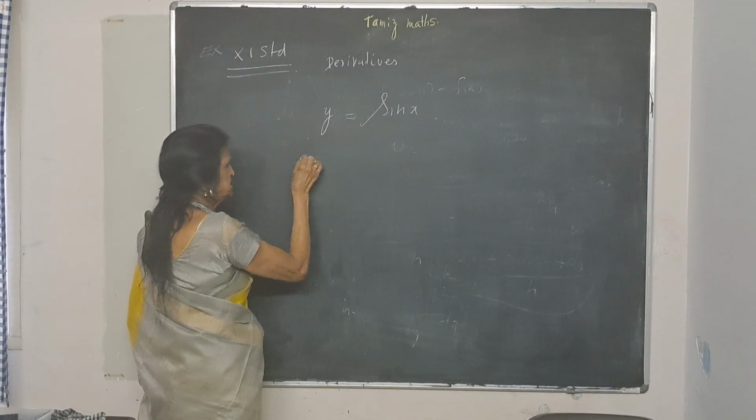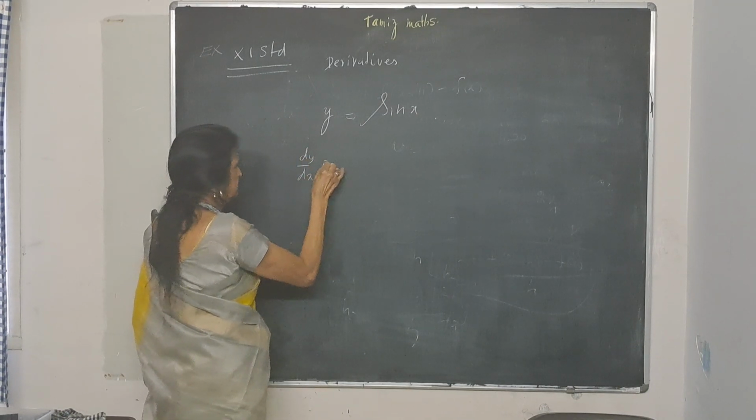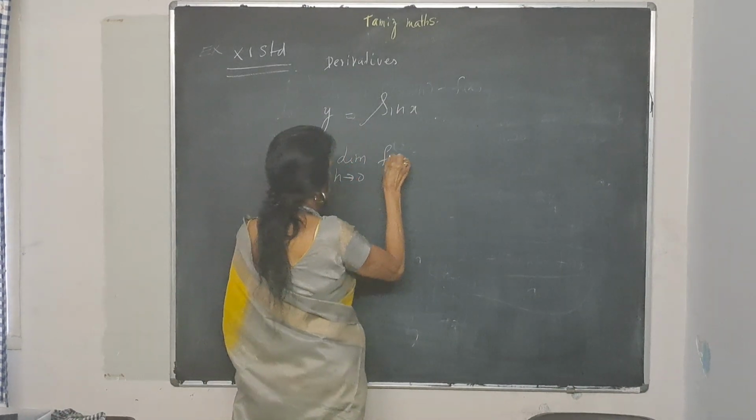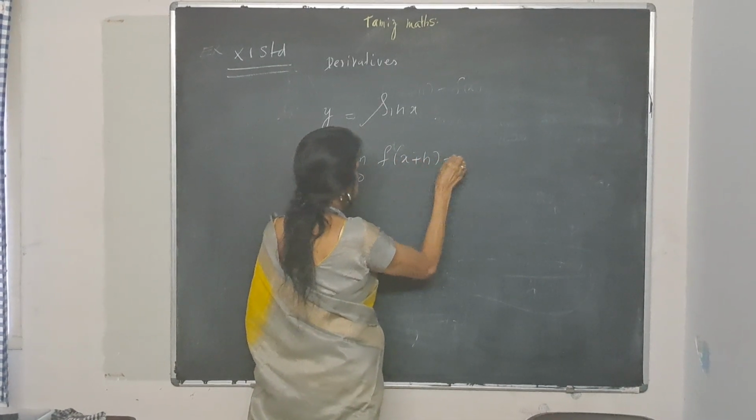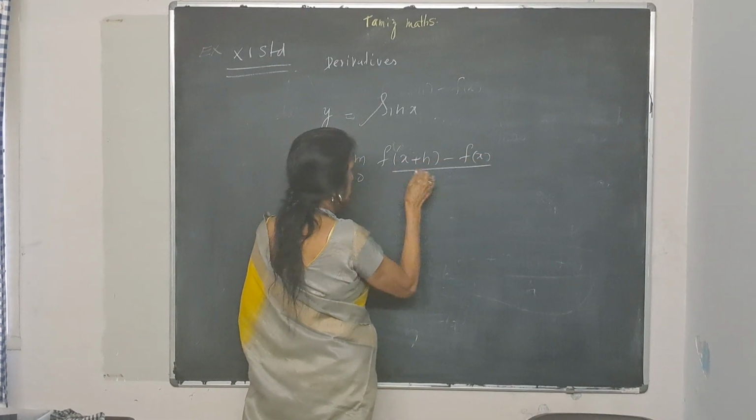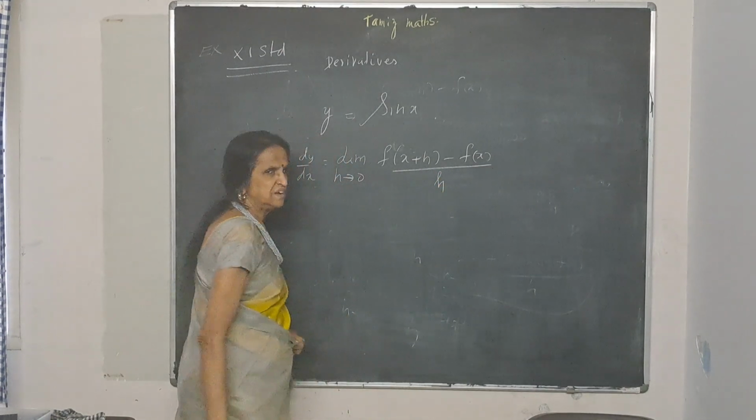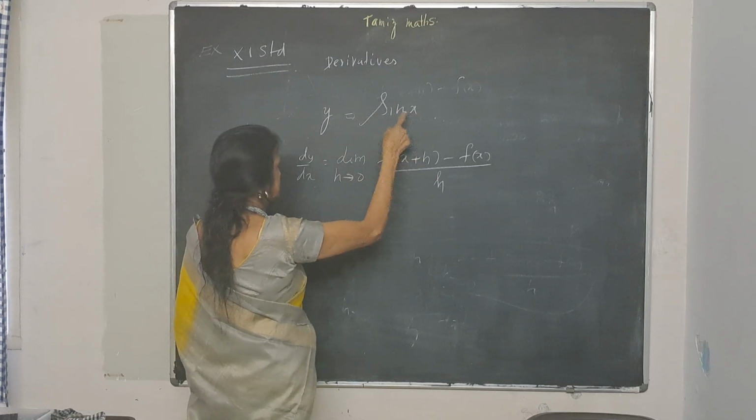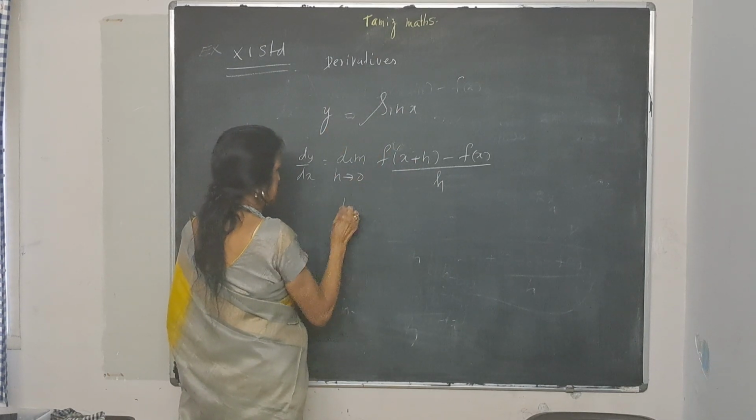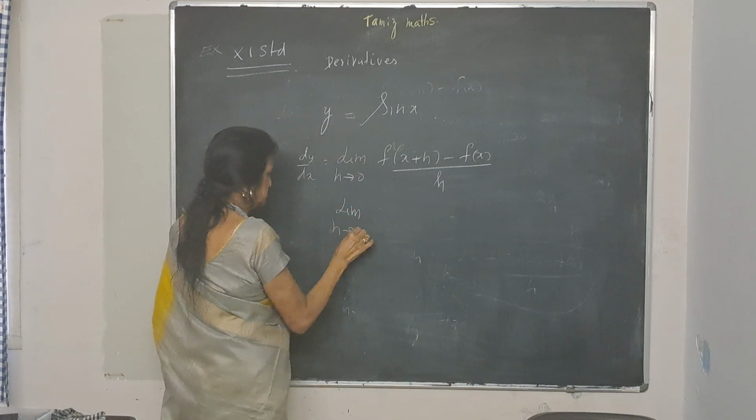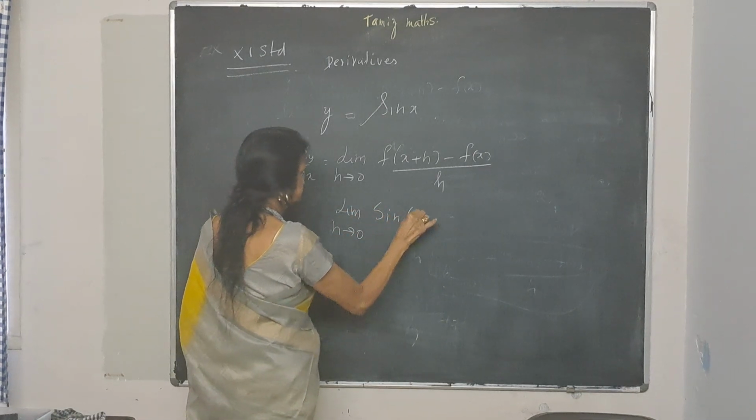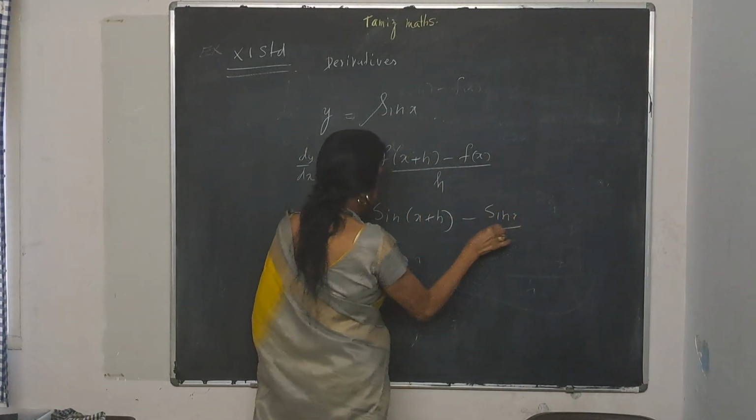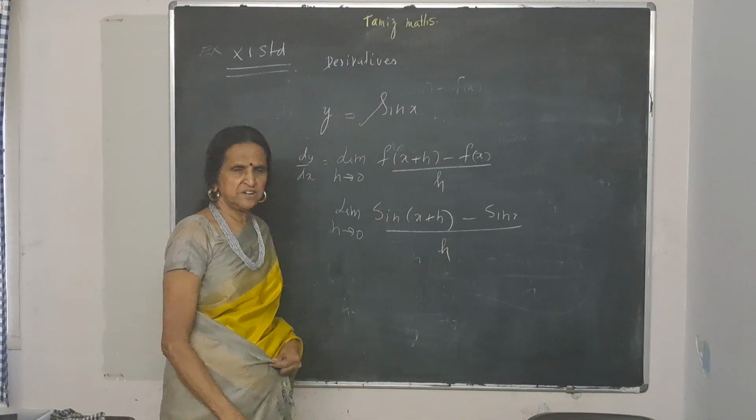dy by dx is equal to the limit h tending to 0 of f of x plus h minus f of x by h, h tending to 0. What is f of x plus h? y is sin x, this is f(x) actually. So this will be the limit h tending to 0 of sin(x plus h) minus sin x by h, h tending to 0.